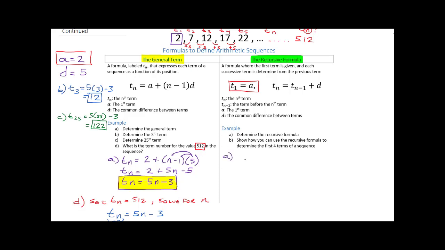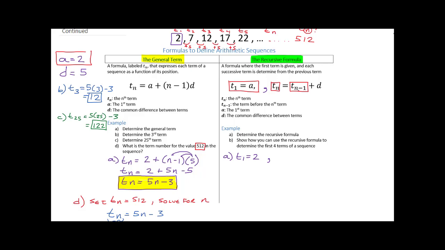So part A, we would write T1 equals, what's A? What's the first number? It's 2. So there you go. And then there's generally a comma. We're kind of separating these 2 formulas apart, okay? Then it says, all right, Tn, any term, Tn could be any term equals Tn minus 1.